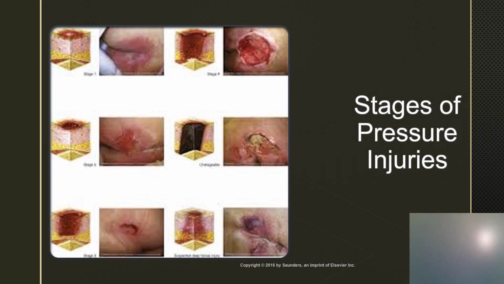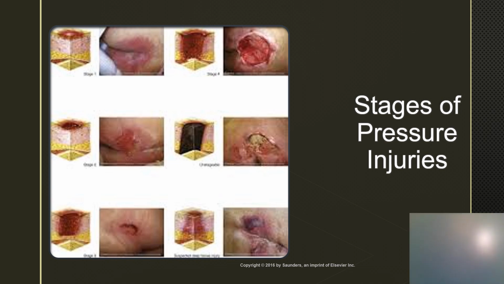It might be red to a dusky blue in color. The shape is usually irregular and can reflect the shape of the object that's creating the pressure. Pain and tenderness might be present with swelling and hardening of the tissue or associated heat. There's little destruction of tissue, and the condition is reversible if the pressure is relieved.